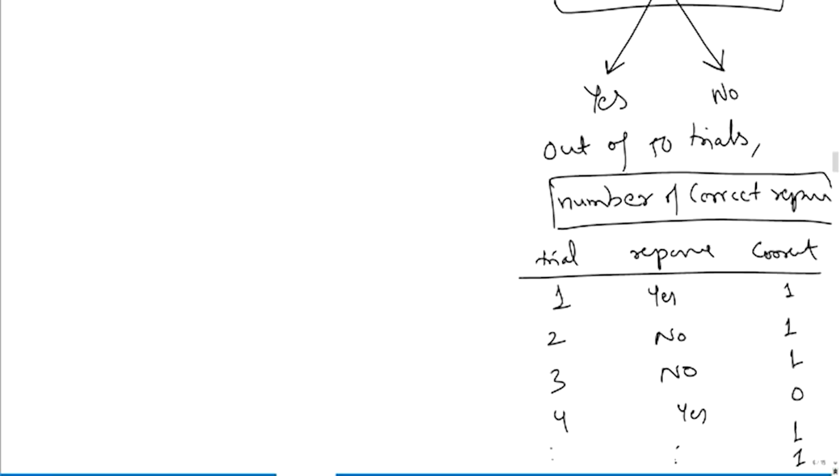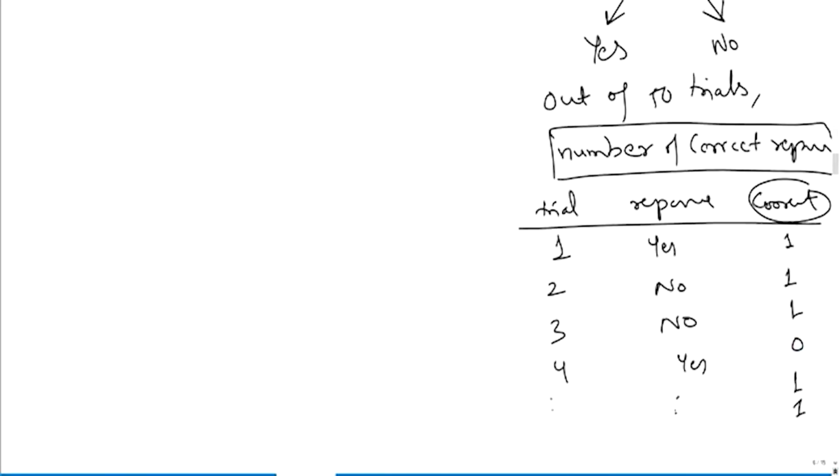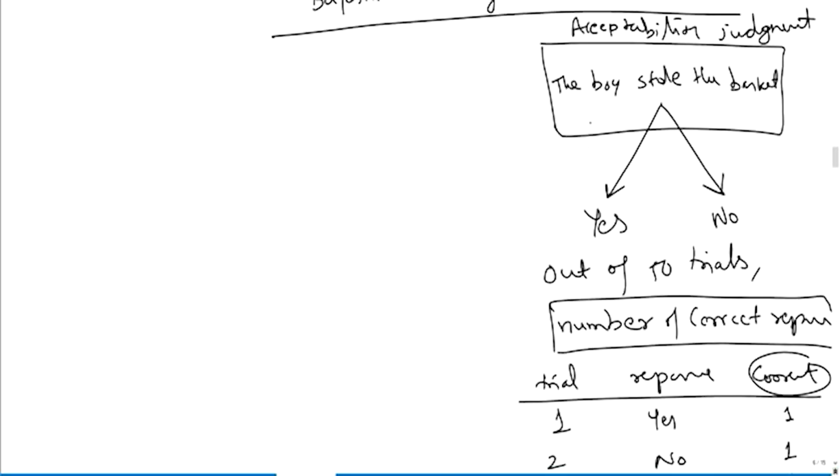We are interested in the sum of correct responses, the total number of correct responses out of a total of 50 trials. So this is the experiment and this is what we want to model: the number of correct responses. What does that mean? We want to figure out the underlying cognitive process that produces n, the number of correct responses in this particular experiment.